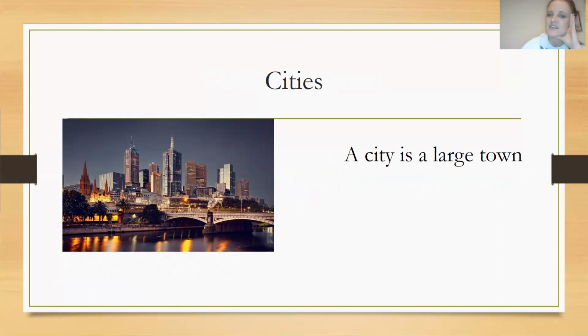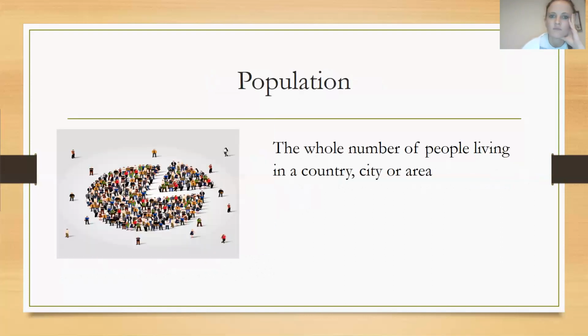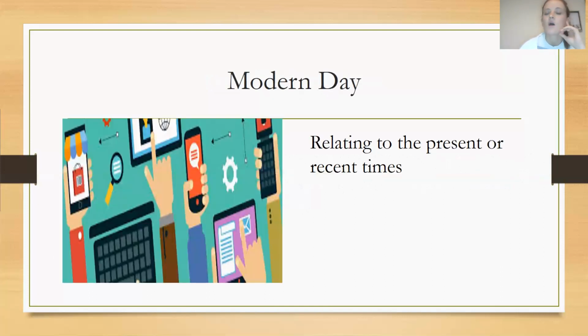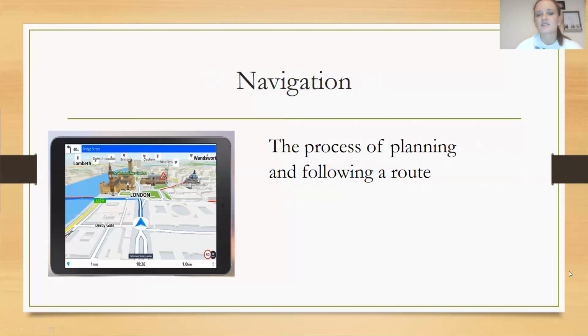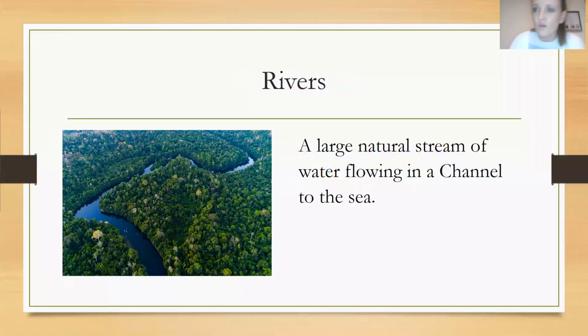Cities. A city is a large town. Population. The whole number of people living in a country, city, or area is what we call a population. Modern day, and this relates to the present or recent times. We call this modern day. Navigation is the process of planning and following a route. Rivers are a large natural stream of water that flows in a channel to the sea.